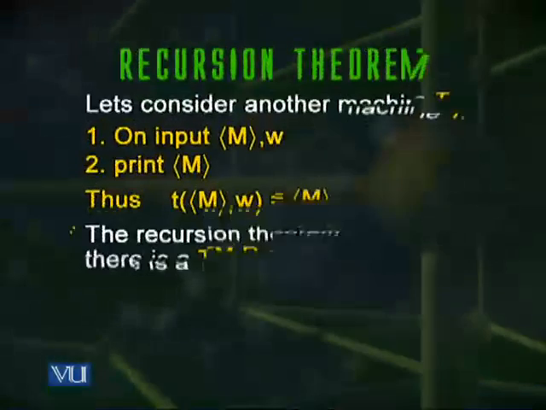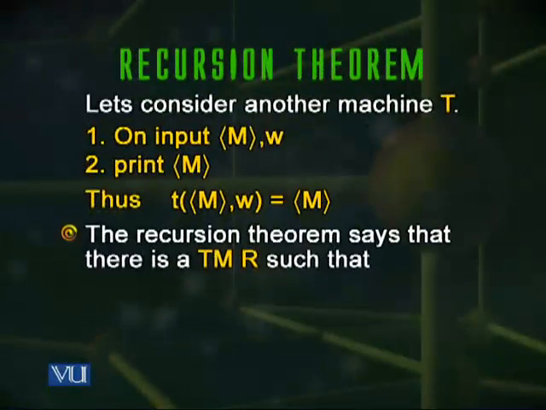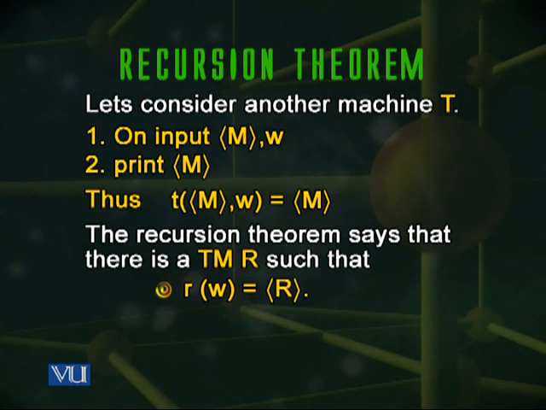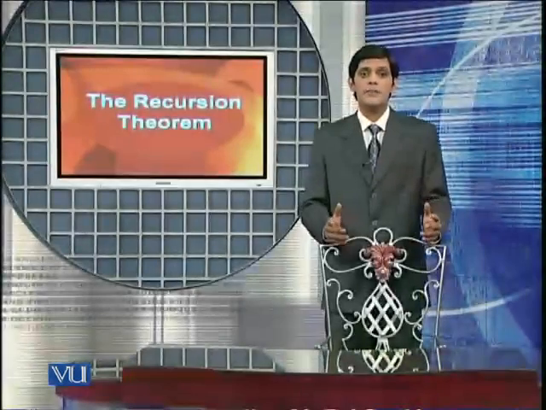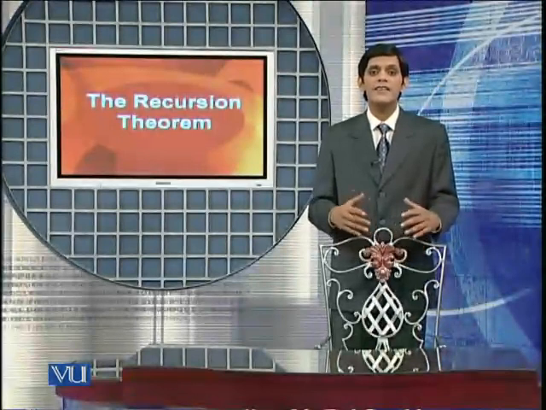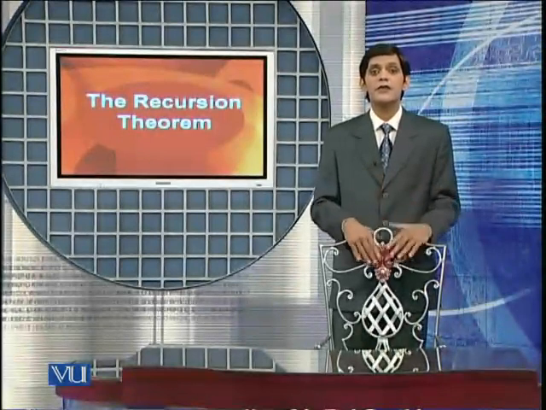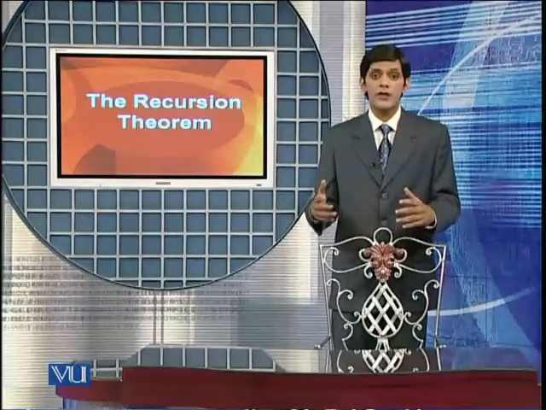The recursion theorem says now that there is another Turing machine R, which will on any input print its own description. The recursion theorem says that there is a Turing machine capital R which computes a function little r such that r of w is equal to t of the description of R comma w. But t of the description of R comma w is just the description of R. Therefore, this machine prints its own description. So, the recursion theorem is a powerful tool. Using it, we were easily able to convince ourselves that there is a Turing machine which when we run prints its own description.